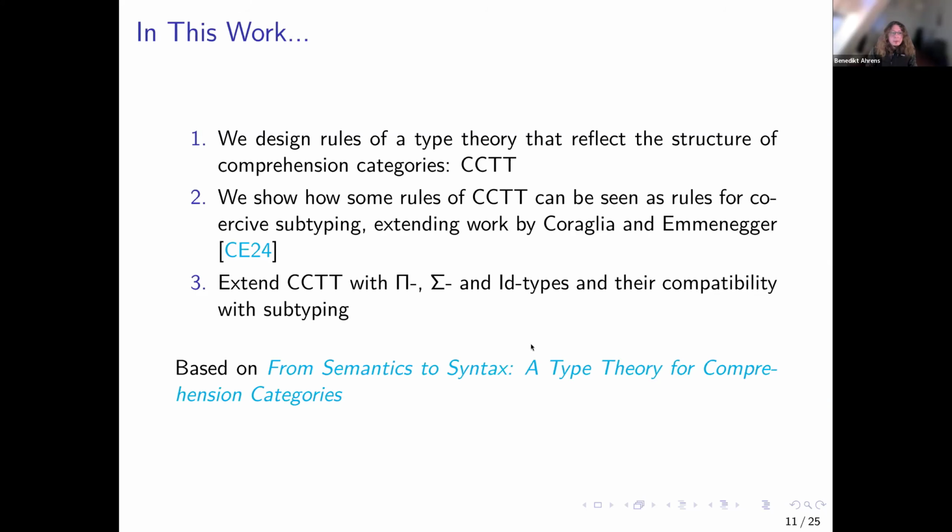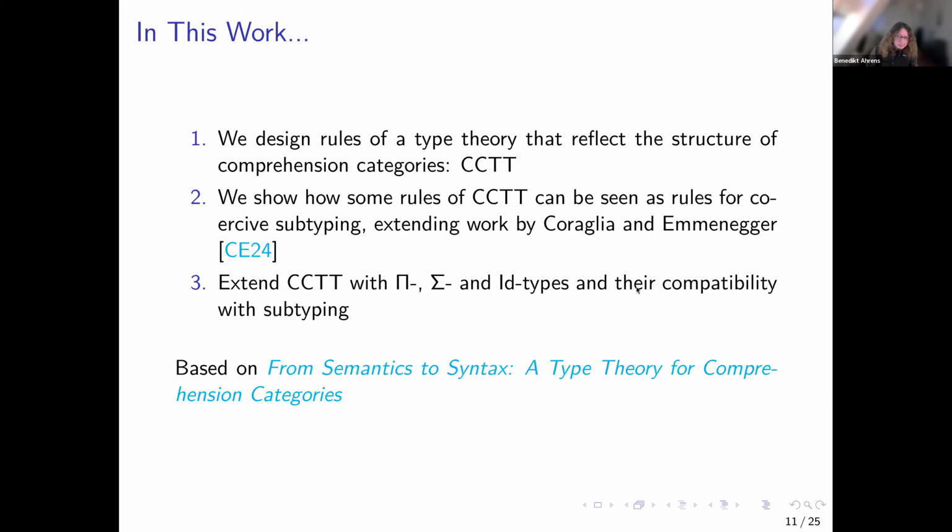And in this work, we design rules of a type theory that reflect the structure of not necessarily full or discrete comprehension categories, and we call that CCTT. We show how some of the rules of CCTT can be seen as rules for coercive subtyping. This is extending work by Coraglia and Emmenegger. And we also give rules on top of CCTT for sigma, pi, and identity types, and rules that make these type formers compatible in some sense with subtyping.